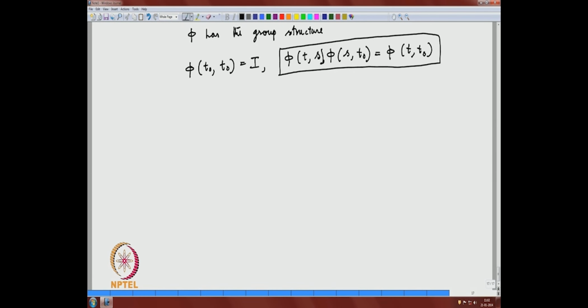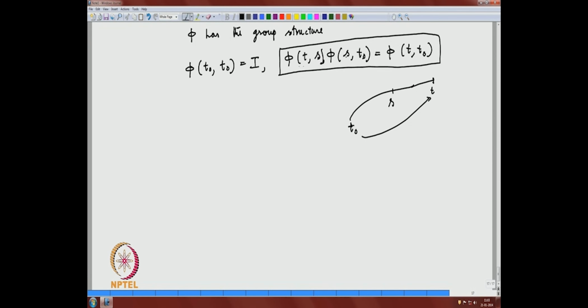It means that your solution is going from S to T and S to T naught. So, if you want to go from T naught to T, first you go from T naught to S, and then you can take an initial condition at S and then go to T. So, that means you can go from x T naught at time T naught, you reach at time S here, and then you go there. Instead of that, you can go directly here. That is what this semi group property tells.